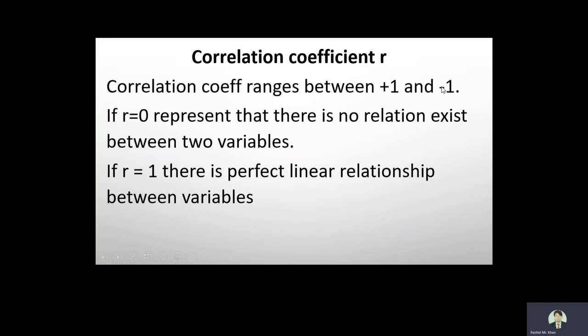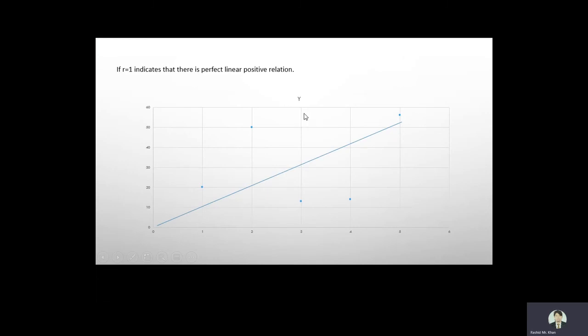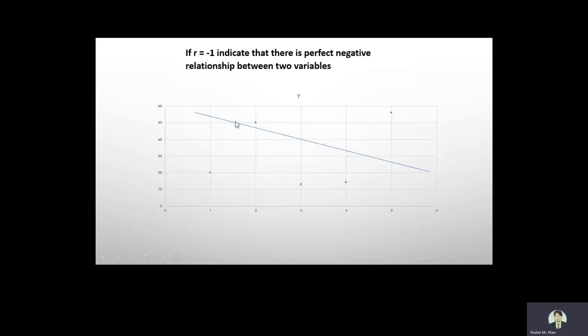The correlation coefficient ranges from +1 to -1. If R is 0, there is no relationship. If R is 1, there is a perfect linear relationship between the variables. If R is -1, there is a perfect relationship, but it is negative. Look at the graph. This is a linear relationship, perfectly positively correlated, increasing linearly. That's R of -1, which decreases linearly, a perfect negative relationship between the two variables.